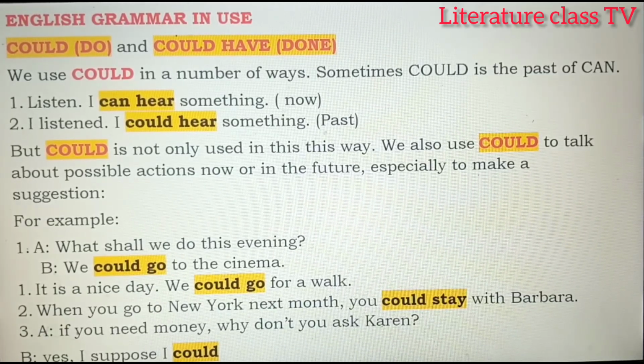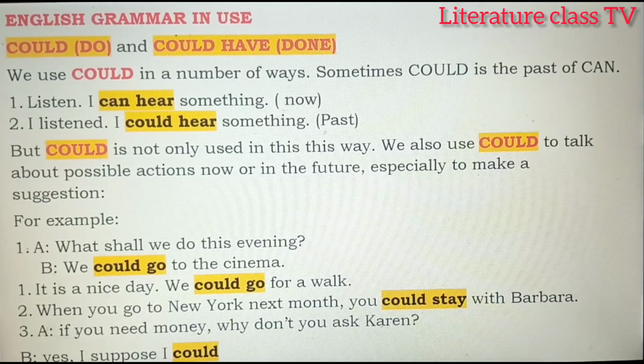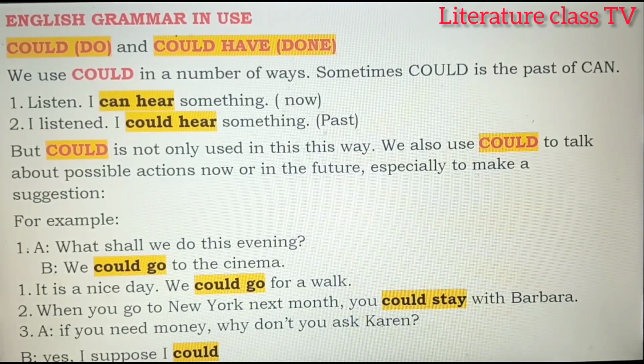We use could in a number of ways. Sometimes could is the past of can. I think that you know that, my friend. I think you remember when we discussed the use of can, could, and be able to. Let's say an example here.